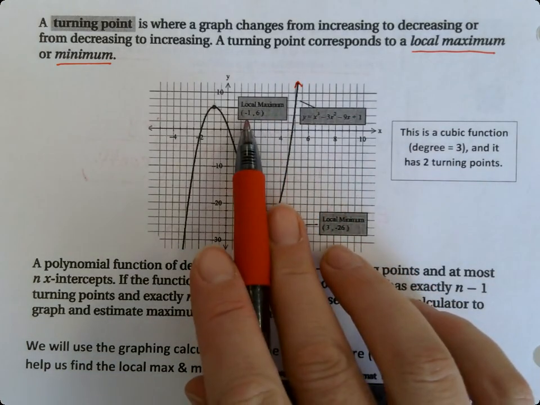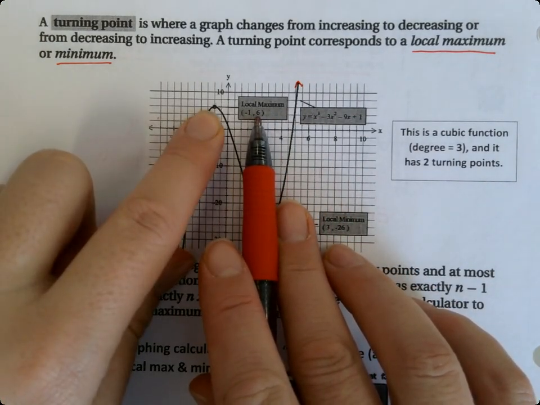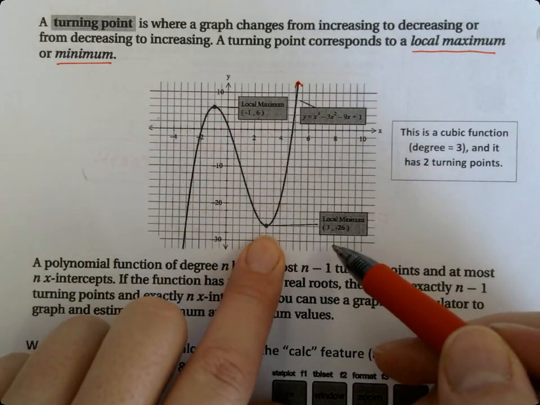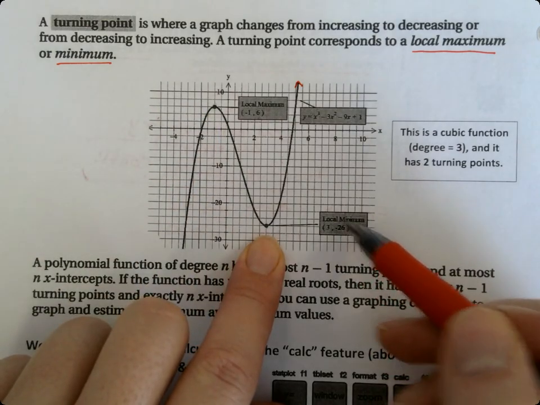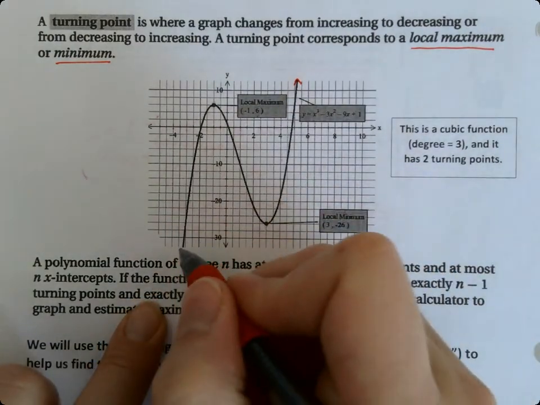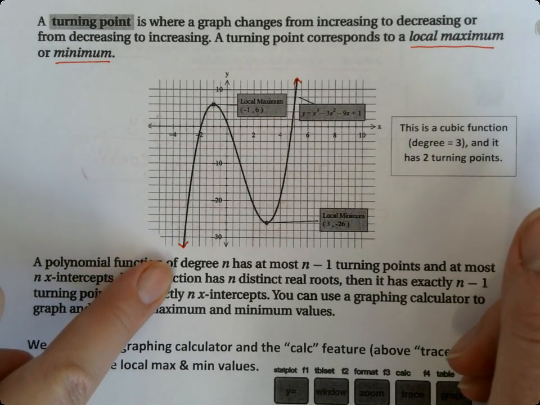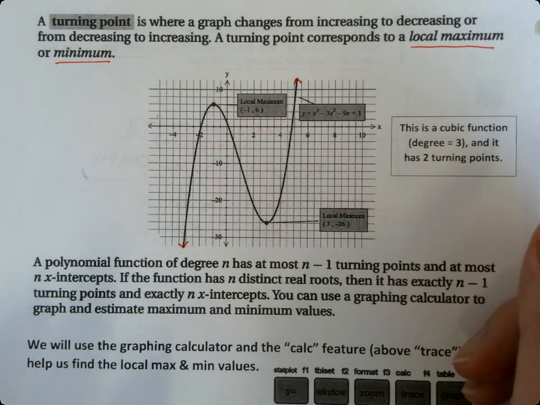And you can see that. The local maximum is at (-1, 6), so 6 is the local y value max, and the local minimum is at (3, -26). So y equals -26 is a local minimum. Because this graph goes on forever, there truly is no minimum. There are going to be y values going down forever. Okay?